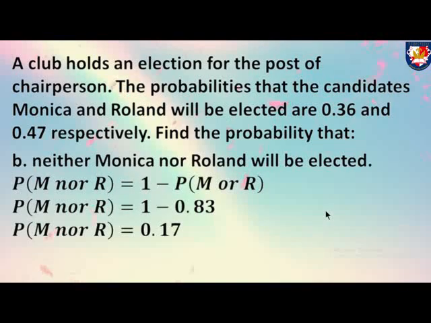Next, find the probability that neither Monica nor Roland will be elected. Nor means none of them, because the probability that neither Monica nor Roland will be elected is actually 1 minus the probability of Monica or Roland. We have found the probability of Monica or Roland is 0.83. So the probability that neither Monica nor Roland will be elected is actually 0.17.